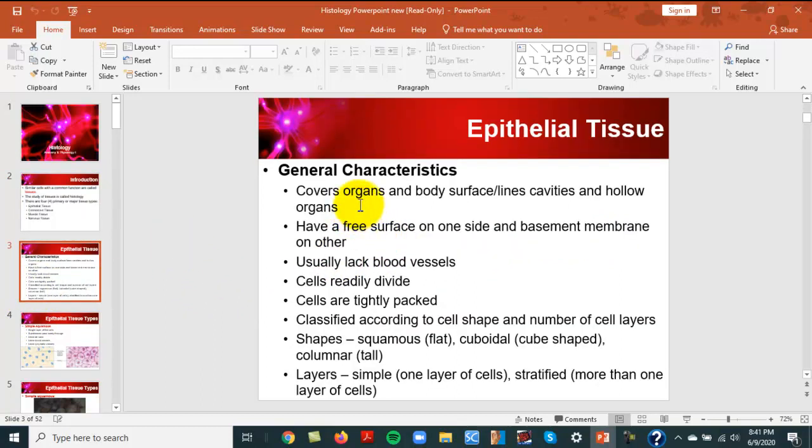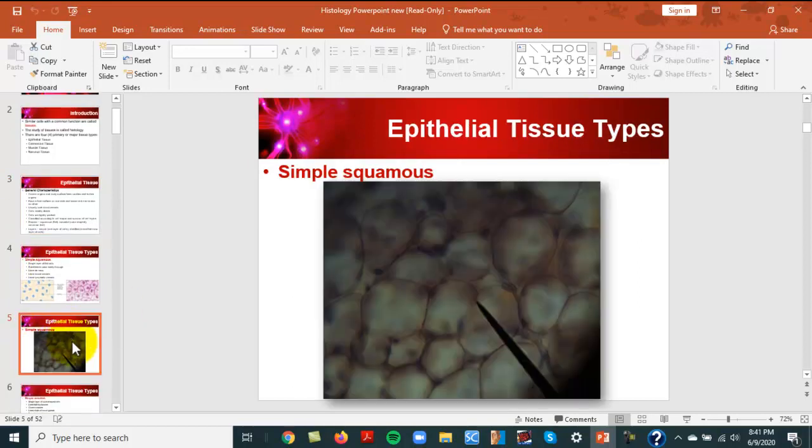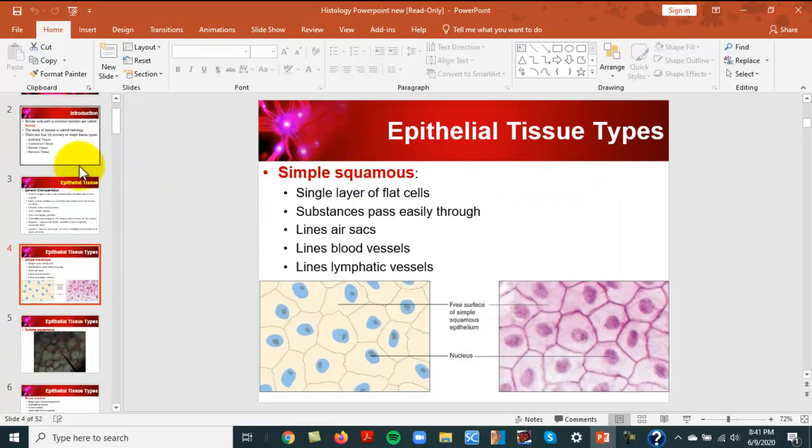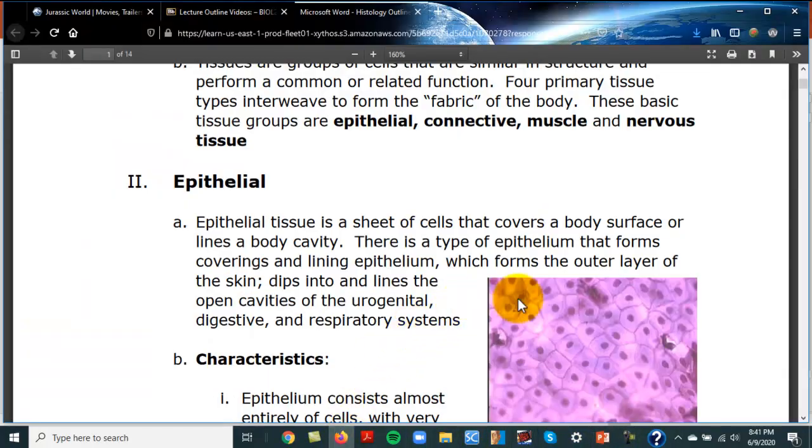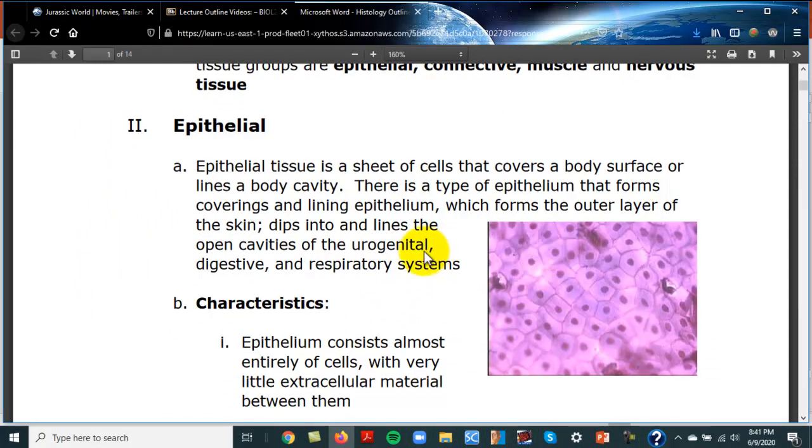So epithelial, yes, covers organs, lines body cavities. If you've ever seen the commercial guy talking about mesothelioma, mesothelium is a form of epithelial tissue. They have a free surface on one side and a basement membrane on the other. I'll show you a picture in a minute, some of these photos that are in here of that. They lack blood vessels. The cells readily divide. That means they have an increased rate of mitosis, which means they replace themselves fairly quickly.